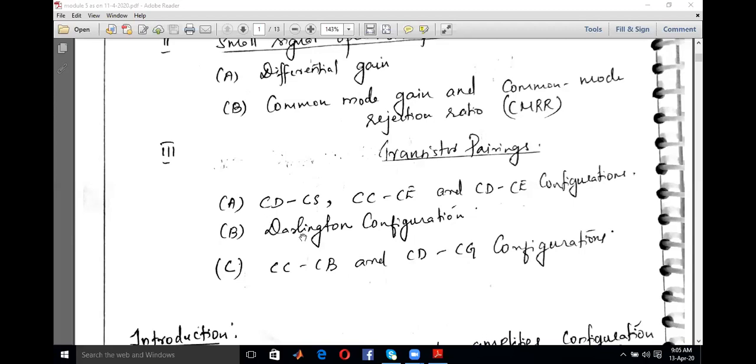Apart from these pairs, you will also deal with the Darlington configuration. This is another multi-stage amplifier. So this third section will deal with the multi-stage amplifiers, and the first two sections we are going to deal with.